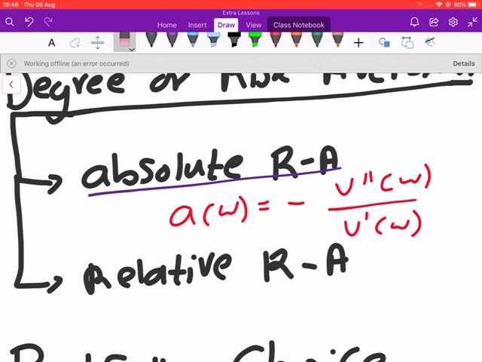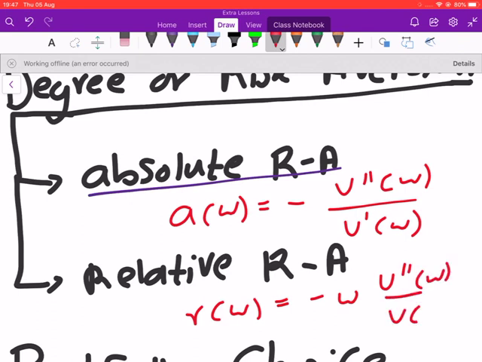Another measure of risk aversion is the relative risk aversion, right? Which is equal to the negative of wealth times the second derivative of our utility, over the first derivative of our utility. This one measures the proportion of wealth you are going to invest as you get wealthier, whether you are going to invest more in terms of proportion or less.